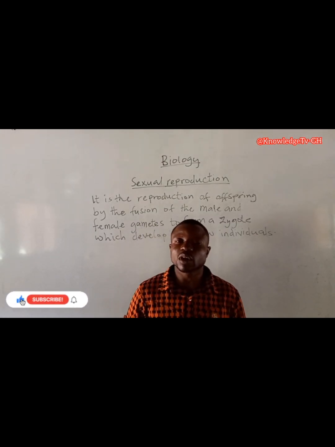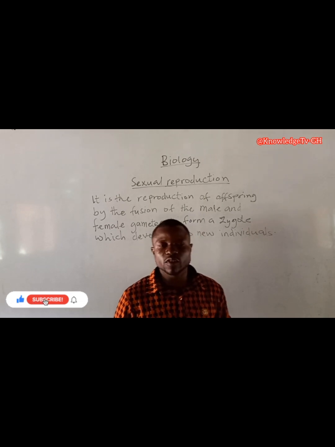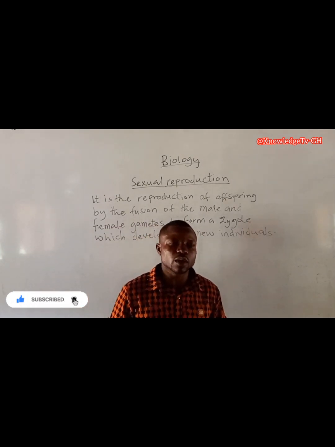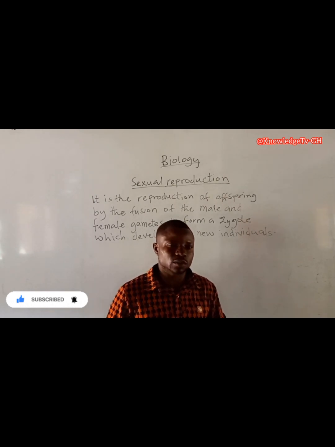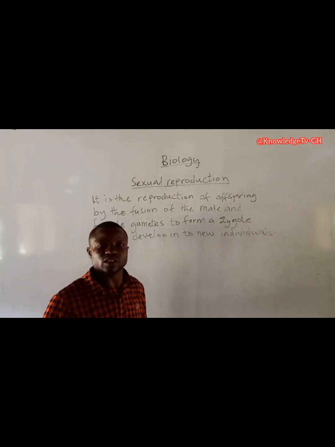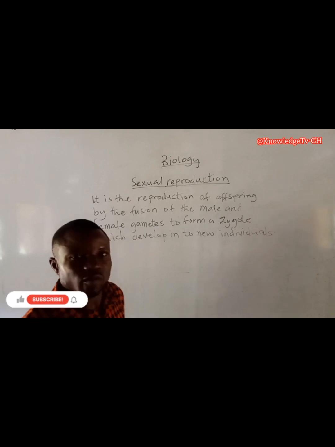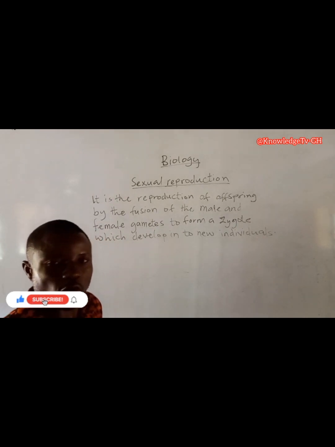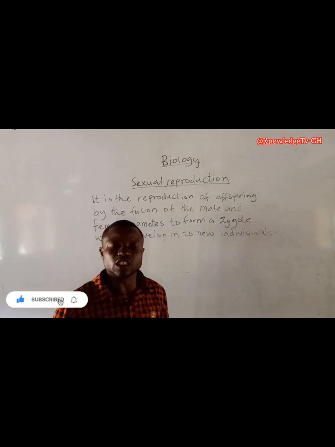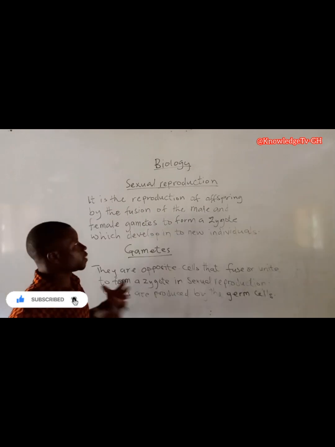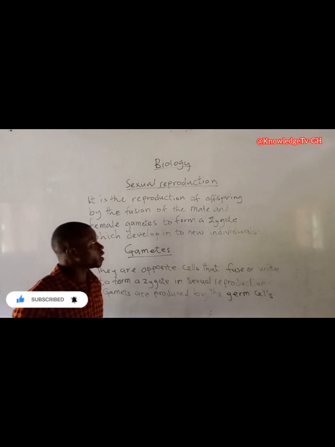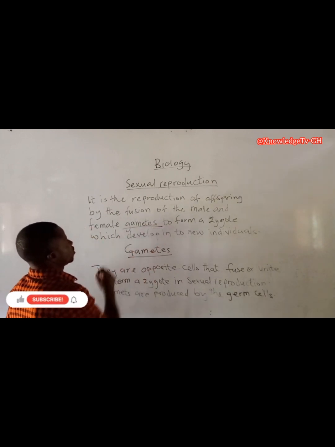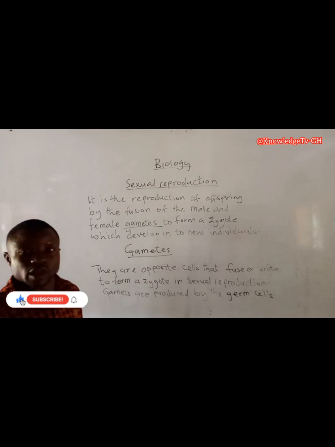Today we are going to continue our lesson on reproduction. The previous time we looked at asexual reproduction, so today we will continue with sexual reproduction. Sexual reproduction is the reproduction of offspring by the fusion of the male and the female gamete to form a zygote which develops into a new individual. From the definition, the key words here are the male and the female gamete.